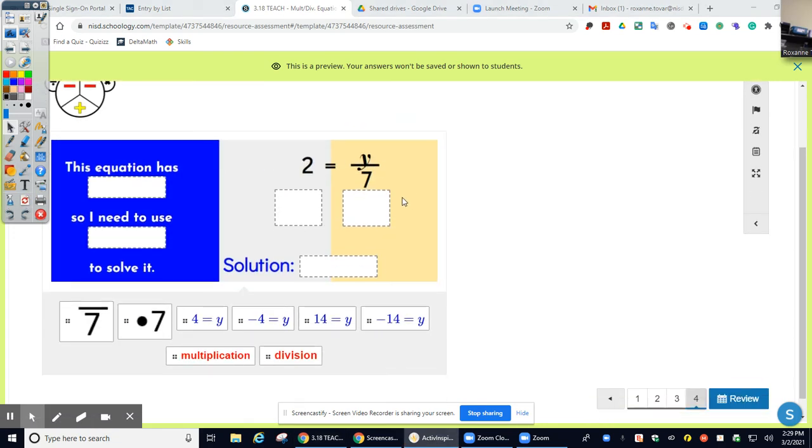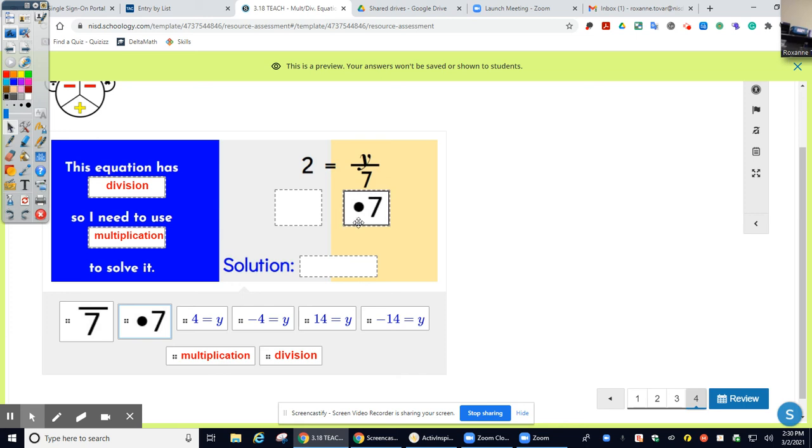All right, one last one. Here we have 2 equals y divided by 7. So since we see that fraction bar, we know that we have division inside the equation. So the opposite of divide would be to multiply. So the opposite of dividing by 7 would be multiplying by 7.